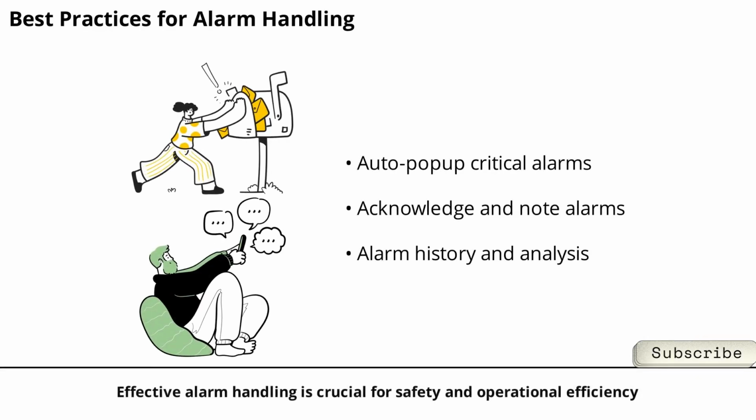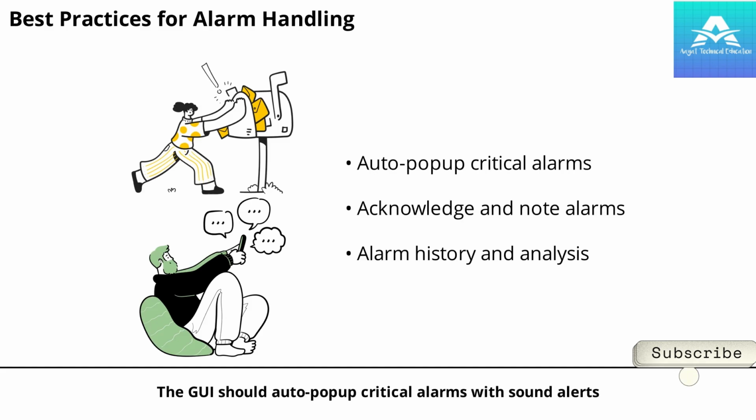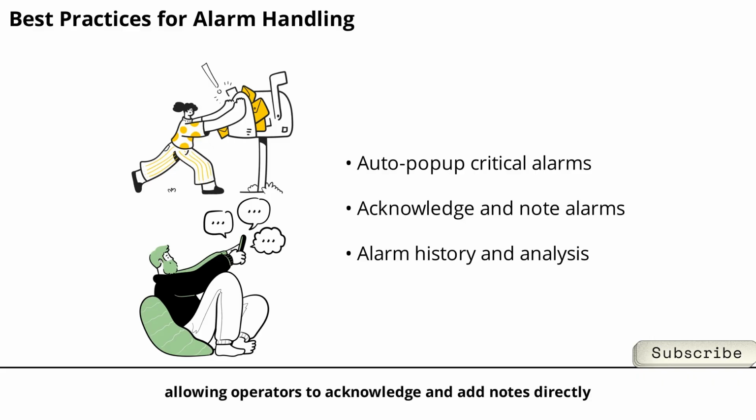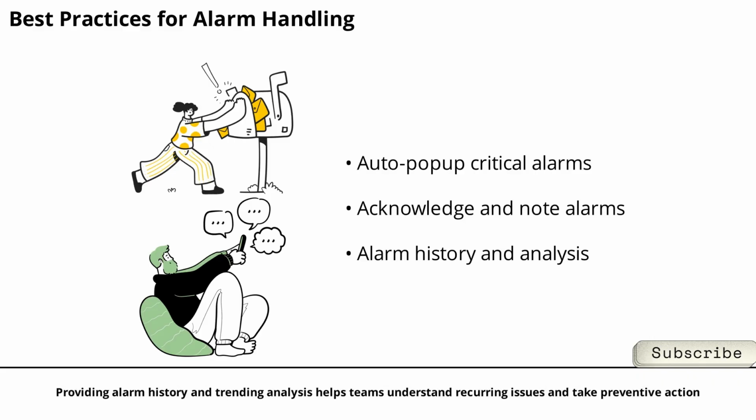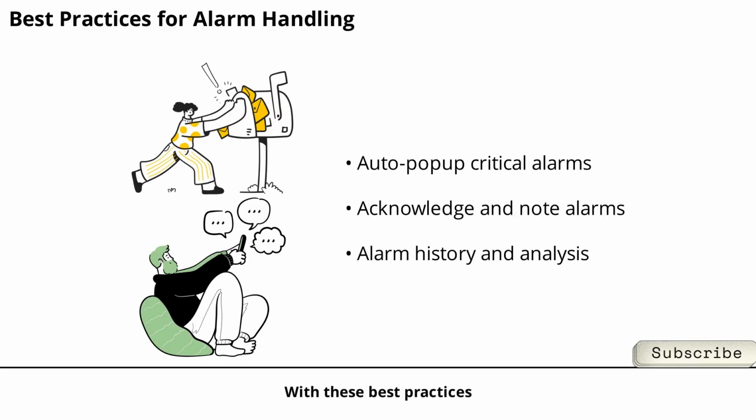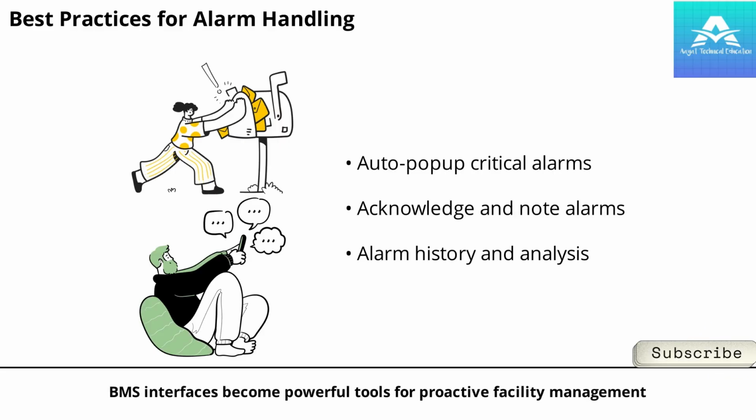Effective alarm handling is crucial for safety and operational efficiency. The GUI should auto-pop up critical alarms with sound alerts, allowing operators to acknowledge and add notes directly. Providing alarm history and trending analysis helps teams understand recurring issues and take preventive action. Integrating filtering and sorting options ensures that users can quickly find and address the most urgent problems. With these best practices, BMS interfaces become powerful tools for proactive facility management.